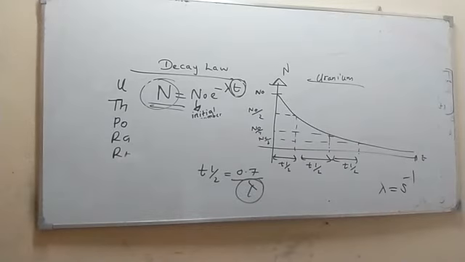Okay. The half-life time, if they ask you to define half-life, you can write: the half-life of a radioactive nuclei is the time taken for half the nuclei present to disintegrate.